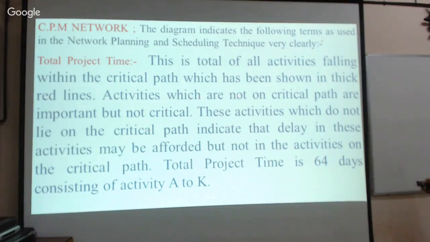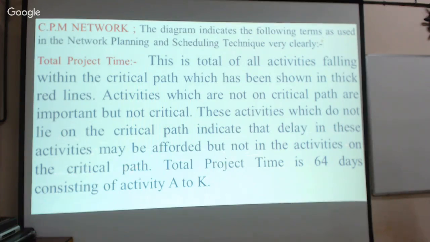Activities which are not on the critical path are important but non-critical. They are also important, like a new pipeline or electricity connection to the building. Therefore they are important but non-critical, because they have some extra time available. These activities which do not lie on the critical path indicate that delaying them may be afforded, but not for the activities on the critical path.